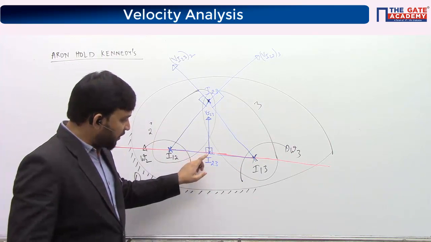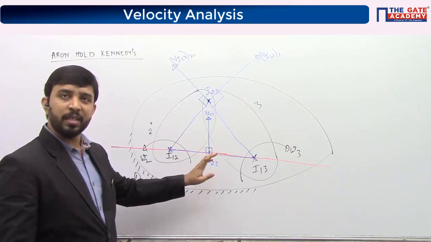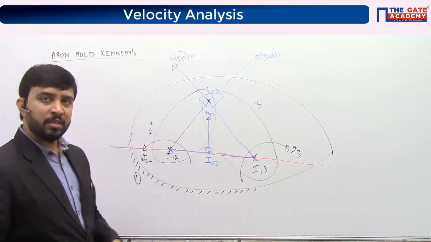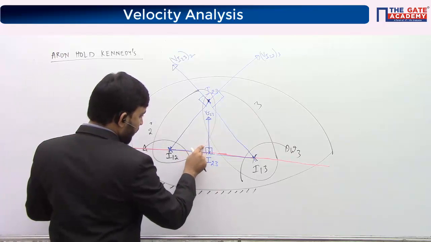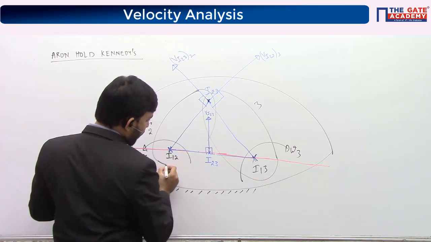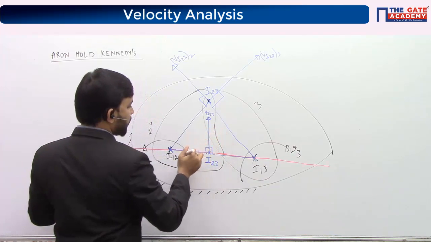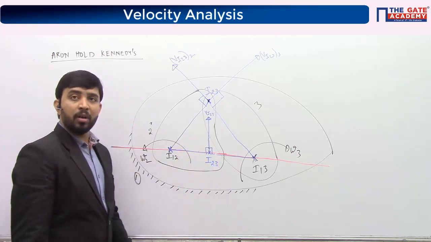Here you can think that it's not lying on body 2 or body 3. But why are you saying it lies on body 2? What I mean is, the body 2 shape is like this, so it's not lying on body 2, okay? If you extend body 2, and the shape of body 2 is something like this, then you can see I23 will fall on body 2.